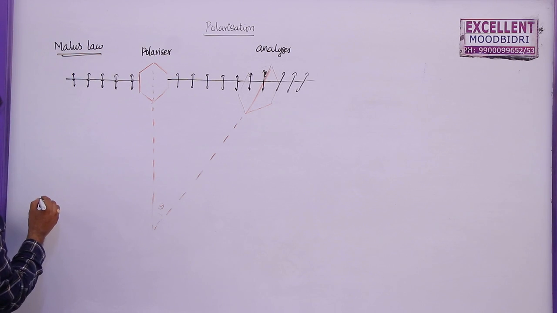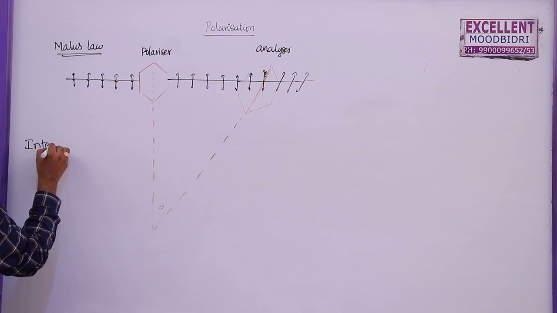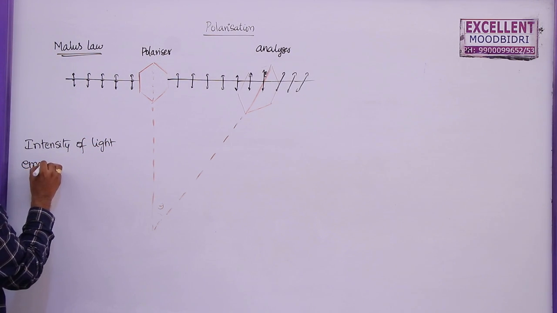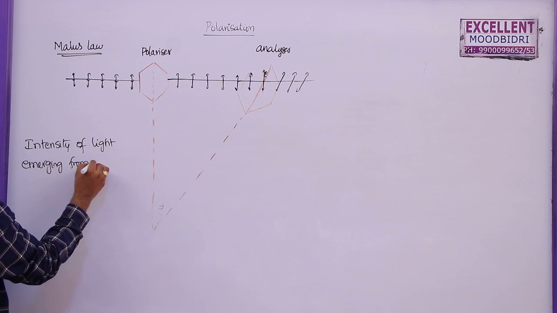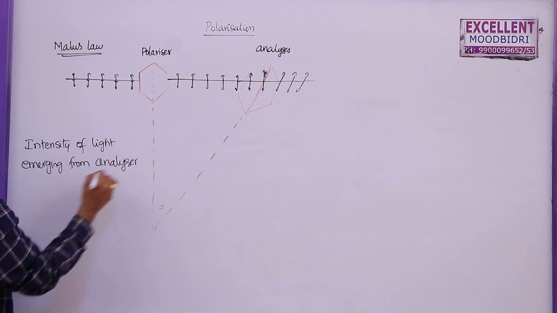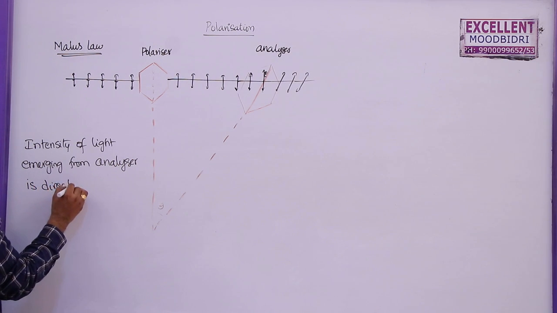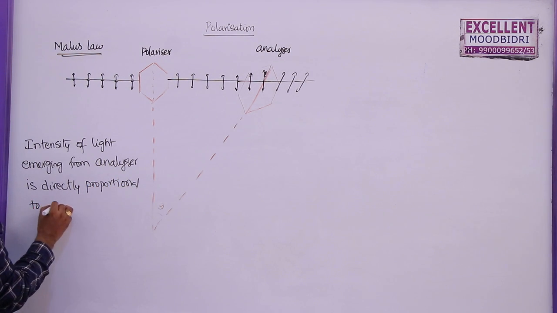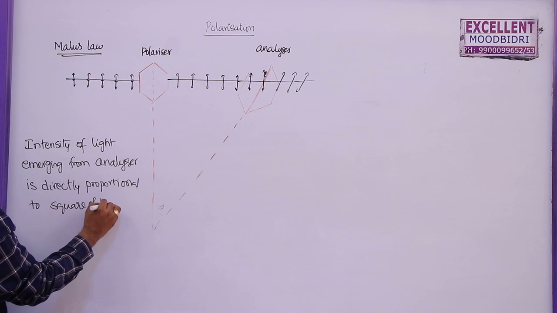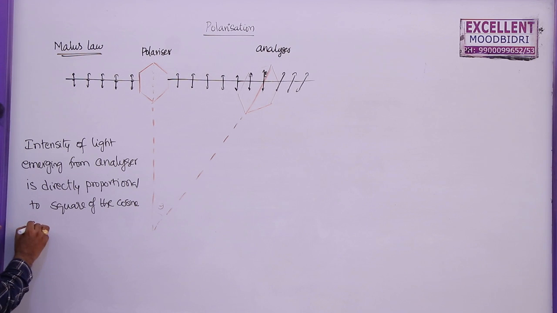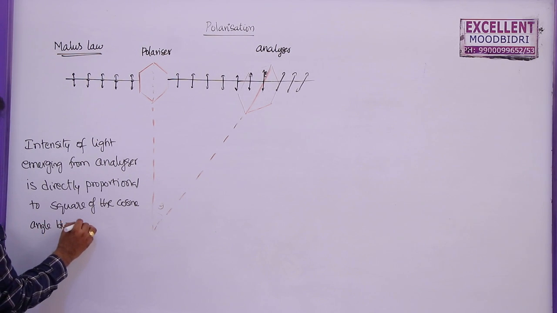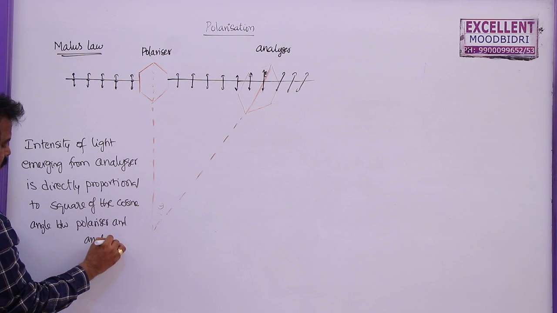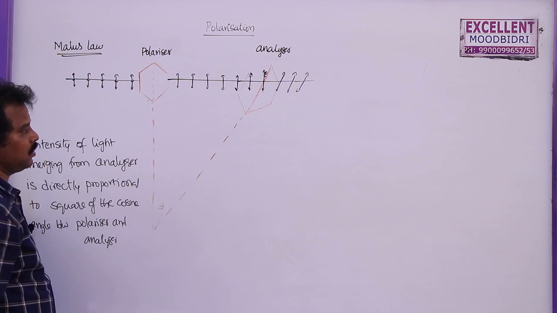So Malus law states that the intensity of the light emerging from the analyzer is directly proportional to the square of the cosine of the angle between polarizer and analyzer. Now here, this is the polarizer, this is the analyzer.